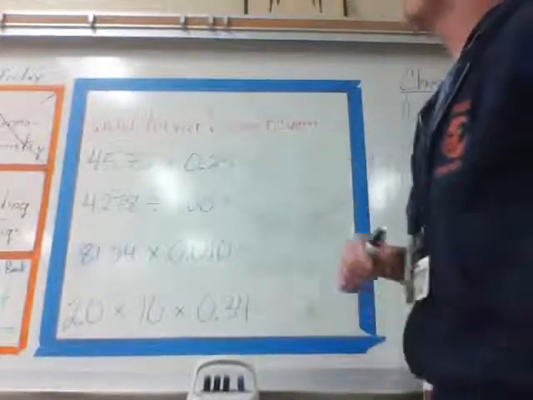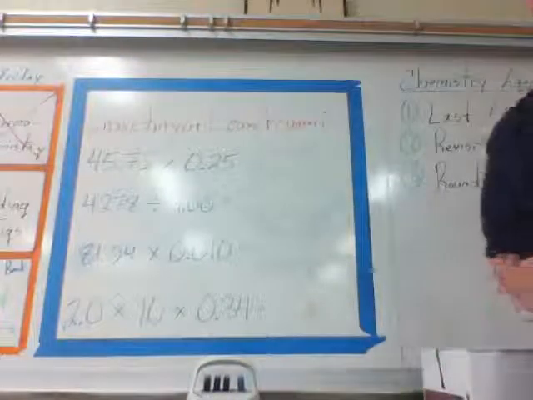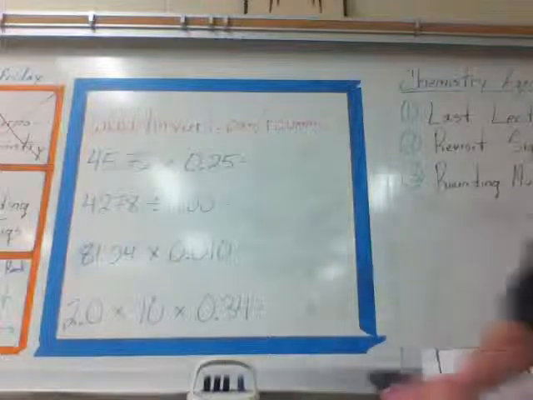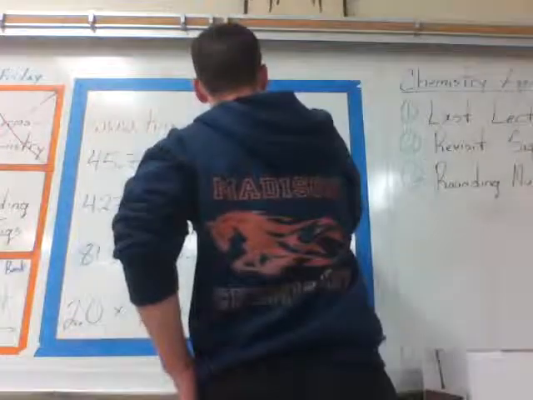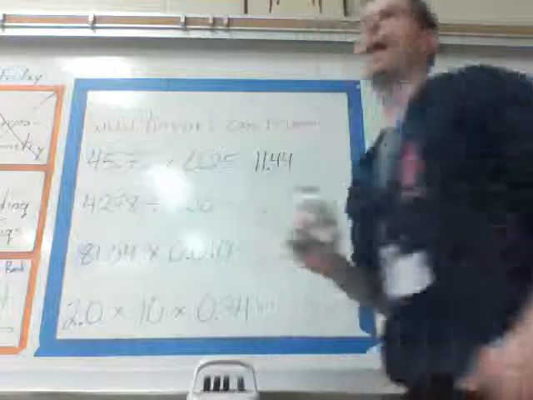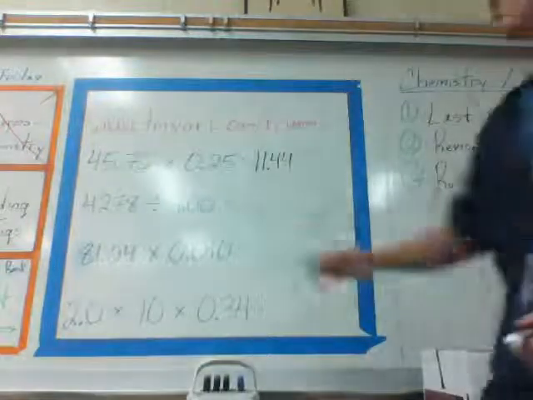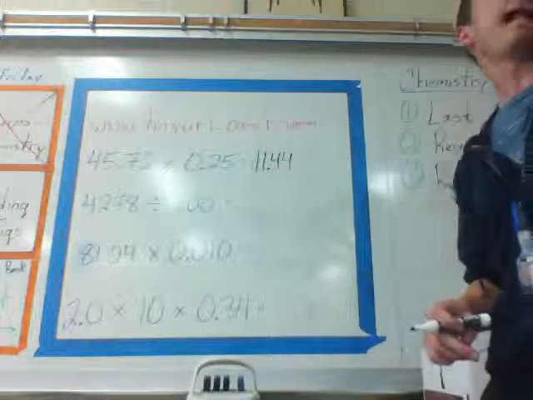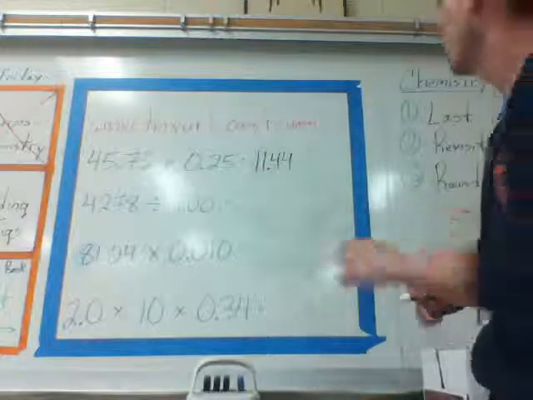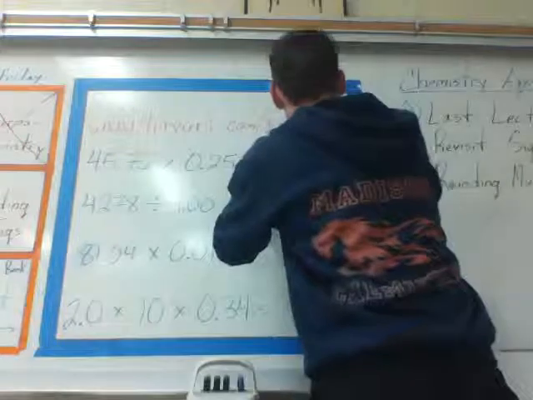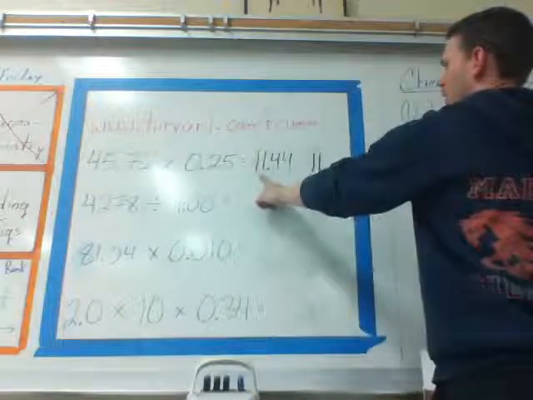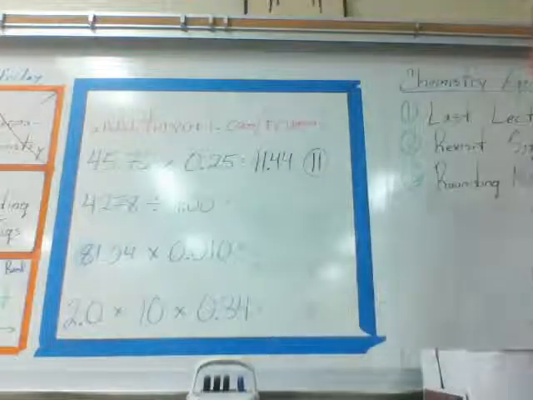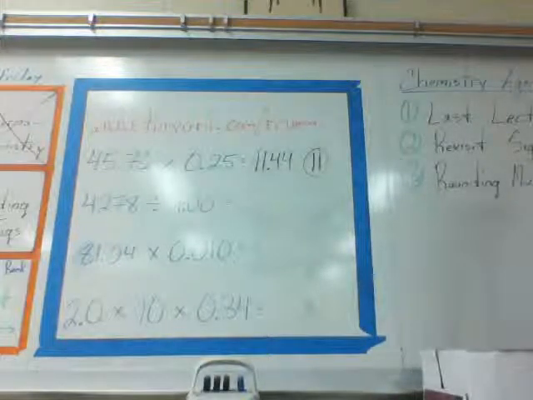On the first one, 45.76 times 0.25, I get an answer of 11.44. That's what the calculator says. Looking back over my work, I've got 4 sig figs there, 2 sig figs there, so my answer must have 2 sig figs. My most important numbers here are the 1, 1. That 4 could affect that 1, but it won't, so the answer is just 11.